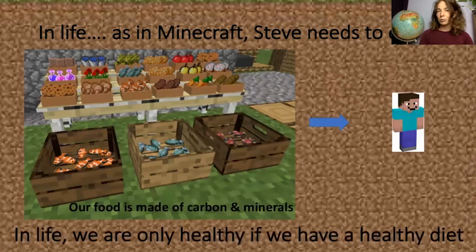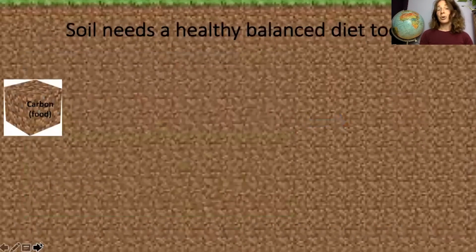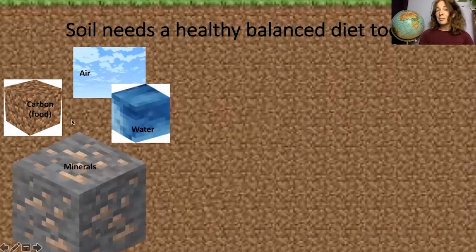In life, of course, we're only healthy if we have a balanced, healthy diet. And soil is just the same. Soil is a living system, and soil needs a healthy, balanced diet too. So soil is made up of carbon, that's why it's dark brown. The carbon is the food for all the things that live in soil. And the carbon is also the glue that holds the soil together. The other bits of soil that it holds together are minerals, things like iron minerals, and also air and water. And a healthy soil has all of these as well as living organisms.